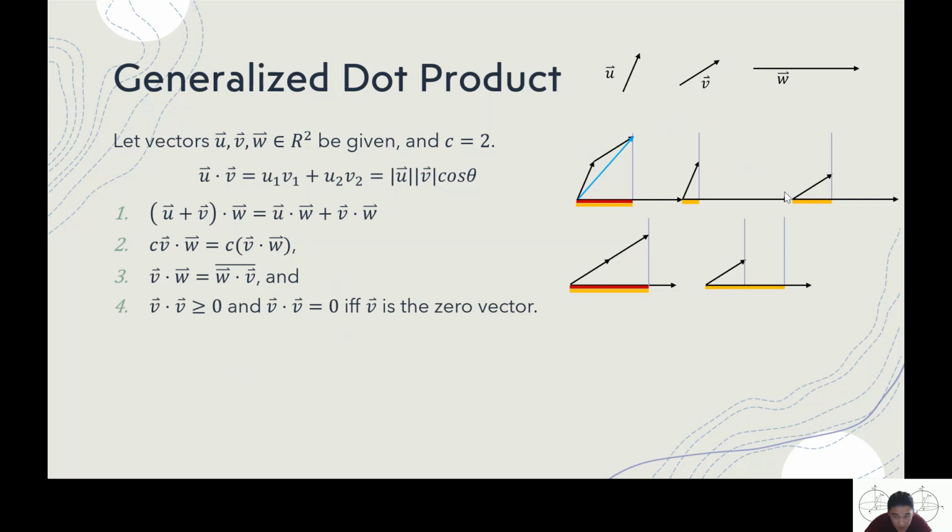And 4 just kind of makes sense. If our vector is non-zero, I'm definitely sure we'll have a length. I'm positive of that. Ha ha ha.